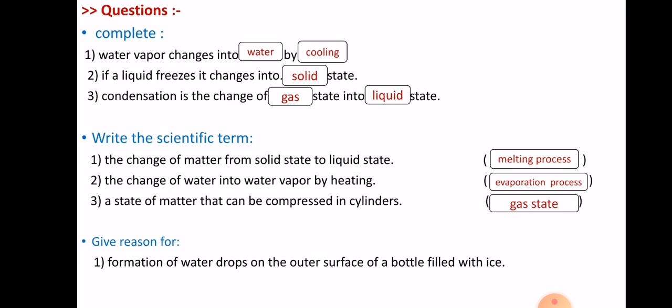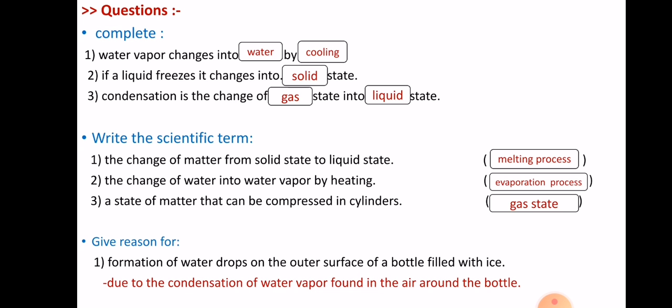Let's move to give reason for. Formation of water drops on the outer surface of a bottle filled with ice. Why do these water drops form on the surface of the bottle that's filled with ice? The answer is due to condensation of water vapor found in the air around the bottle. We all know that air consists of oxygen, nitrogen, and water vapor.